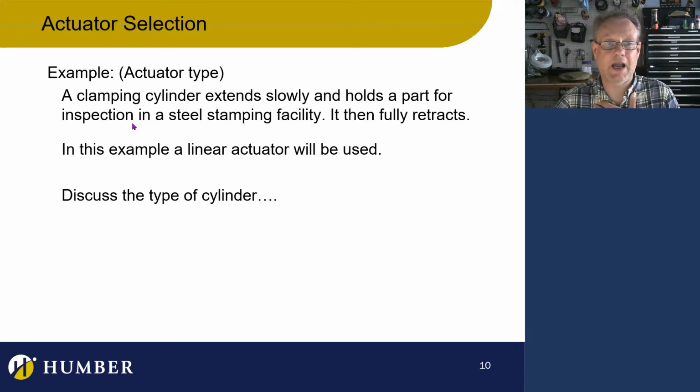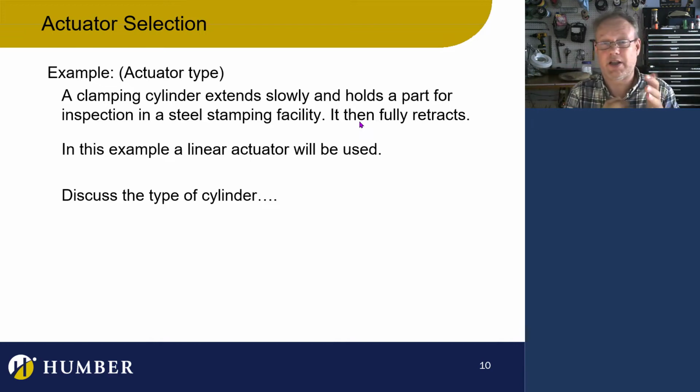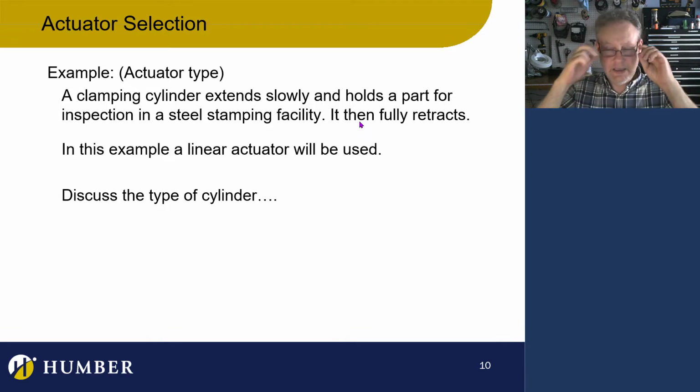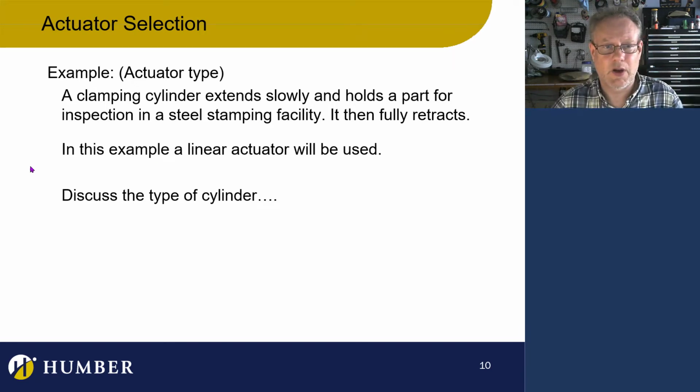A clamping cylinder extends slowly and holds onto a part in an inspection steel stamping factory. So it holds onto a part, then it fully retracts. Well, it's not going to extend all the way, but it will retract all the way. And I probably want to retract really pretty quickly, because if there's a part there in manufacturing, I want this thing out of the way, go back. Out of the way, go back. So it's going to happen quite a bit.